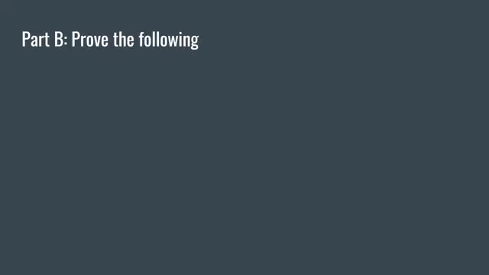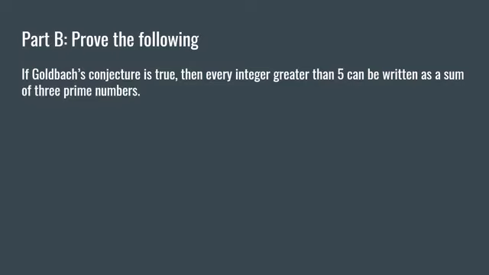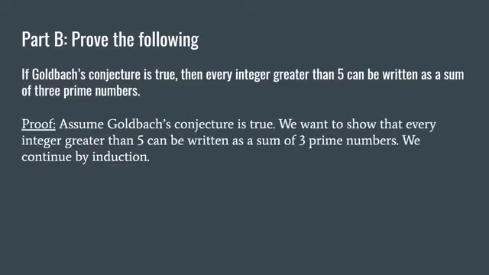So part B, we ask to prove the following. If Goldbach's conjecture is true, then every integer greater than 5 can be written as a sum of three prime numbers. So we're going to go ahead and start that proof. We're going to assume that Goldbach's conjecture is true. We want to show that every integer greater than 5 can be written as a sum of three prime numbers, and I've chosen to continue by induction.